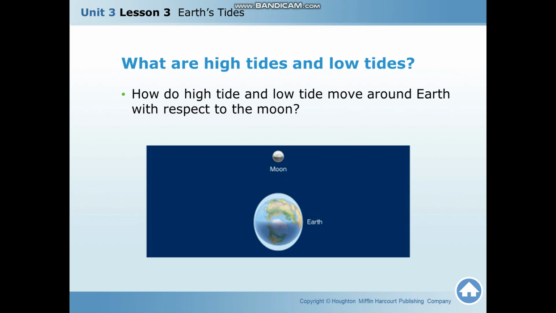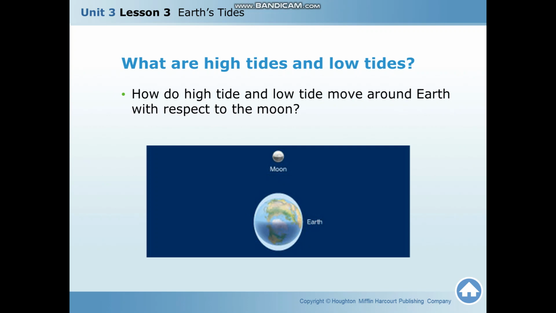How do high tide and low tide move around Earth with respect to the moon? With respect to the moon, high tide and low tide occur as what you can see in this picture. This is the moon. This side is totally dark. And if you will remember our lesson, this arrangement is what phase of the moon? Yes, it is the new moon phase.